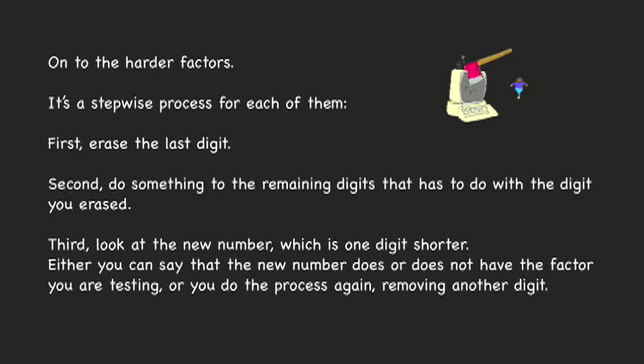On to the harder factors. It's a stepwise process for each of them. First, erase the last digit. Second, do something to the remaining digits that has to do with the digit you erased. Third, look at the new number, which is 1 digit shorter. Either you can say that the new number does or does not have the factor you are testing, or you do the process again, removing another digit.